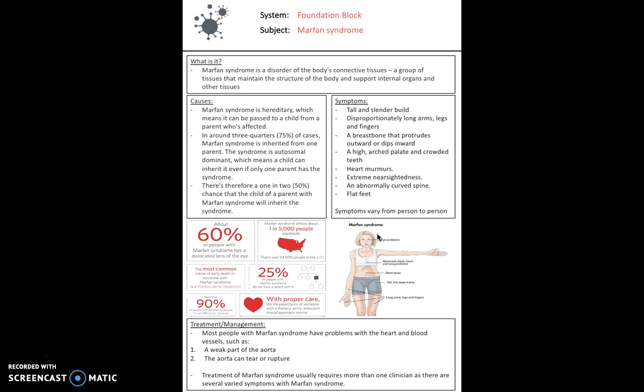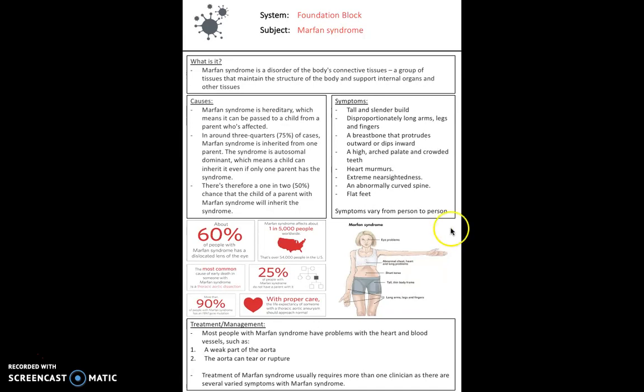Marfan syndrome is a disorder of the body's connective tissue, and if you remember, connective tissue is a group of tissues that maintain the structure of the body and support our internal organs. The cause behind Marfan syndrome is hereditary, which means it's passed on to a child from a parent who's been affected. In around 3/4 of cases, Marfan syndrome is inherited from one parent. The syndrome is autosomal dominant, which means a child can inherit it even if only one parent has the syndrome, and therefore there's a 1 in 2 chance that the child of a parent with Marfan syndrome will inherit the syndrome.